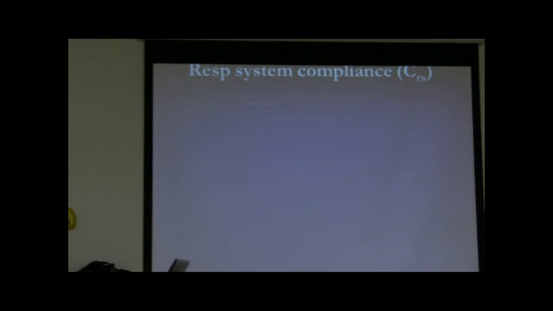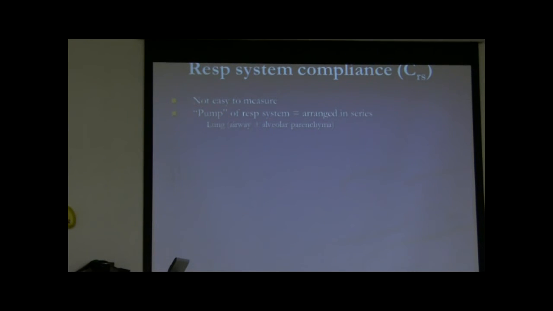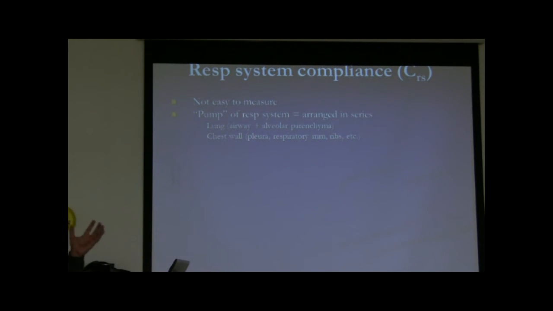So compliance. Not easy to measure. Just remember that the pump is basically a circuit that's arranged in series. You have the chest wall and you have the lung contributing to the respiratory system. That composes the respiratory system. The lung is the airway and the alveolar parenchyma, and then the chest wall is the pleura, the muscles of the intercostals, the diaphragm, the ribs, that sort of thing. So that is how you calculate it. You have 1 over the compliance of the total system; it's basically like a circuit in series.